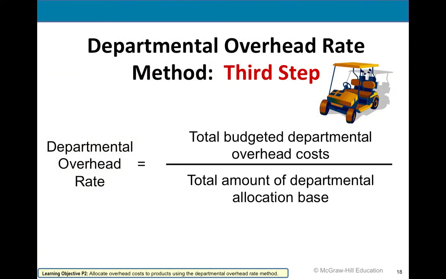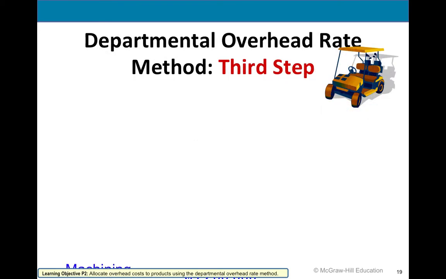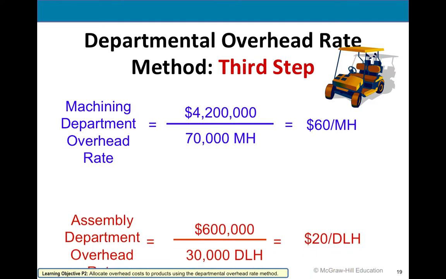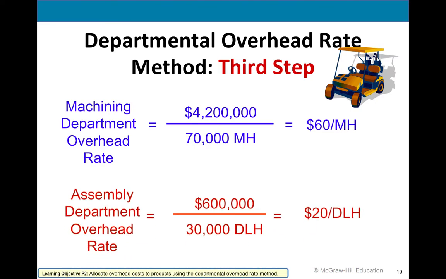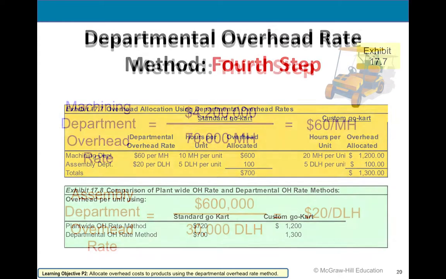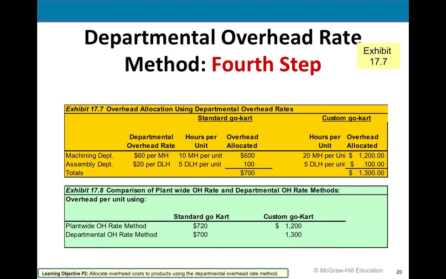And again here, next step, take our overhead rate. What's it going to be per departmental allocation base? Remember, one was machine hours, the other one was direct labor hours. So we see a big difference here in rates. Machining says, well, it's $60, but in the meantime, assembly is going to be $20. So big difference here. Again, the difference goes for each one, the cost here for machining and assembly department for the go-karts.